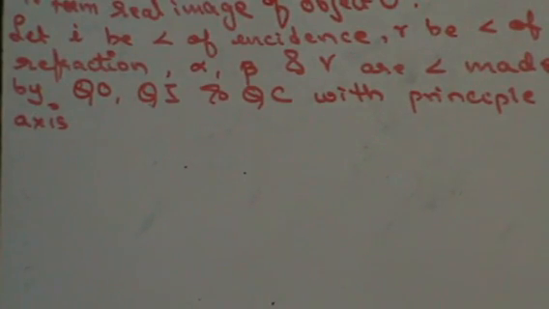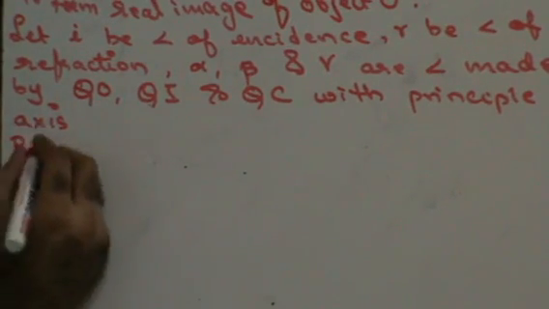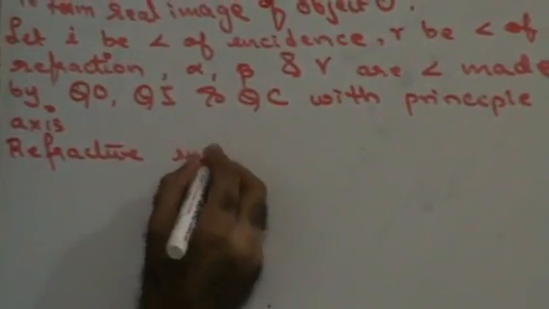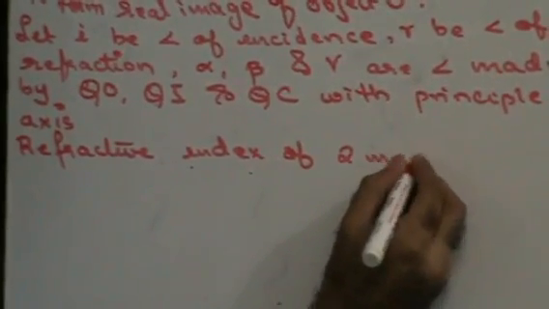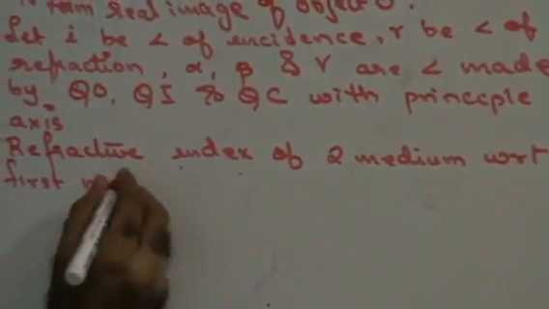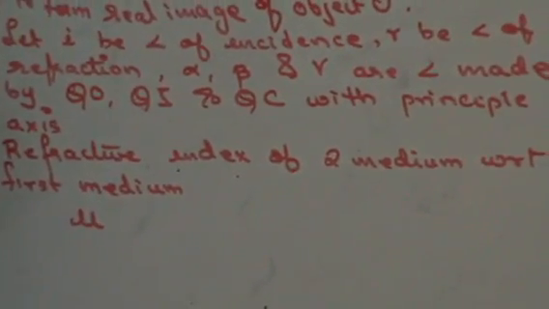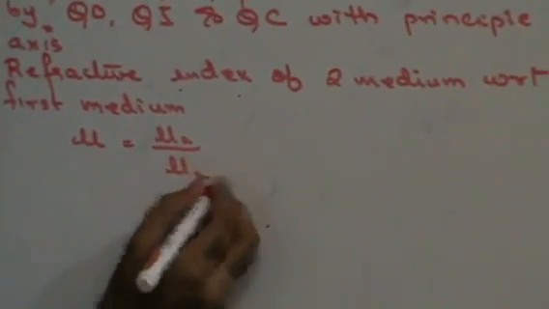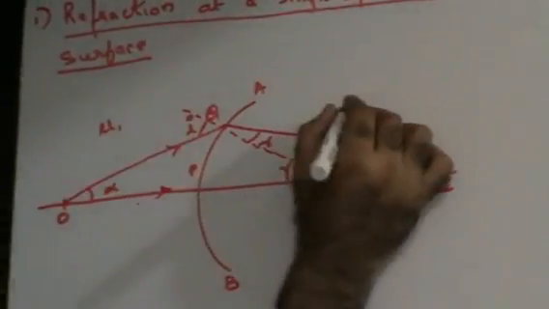We've also said that mu1 and mu2 are the refractive indices of the two media. Now I can say that the refractive index of the second medium with respect to the first medium can be given by the formula mu is nothing but mu2 upon mu1. That is my refractive index of the second medium with respect to the first medium. I'll show you which is the second medium. This is mu1 and this is mu2.